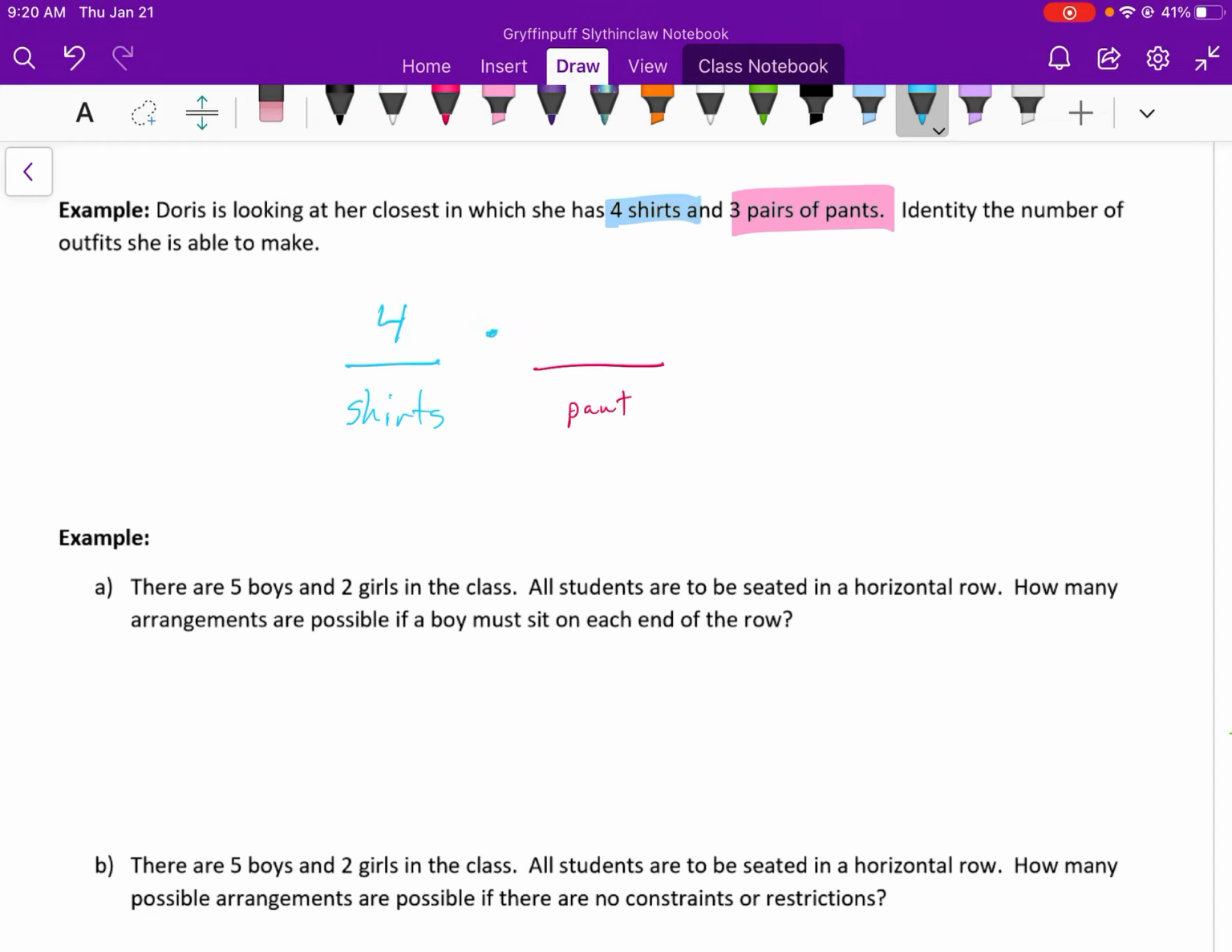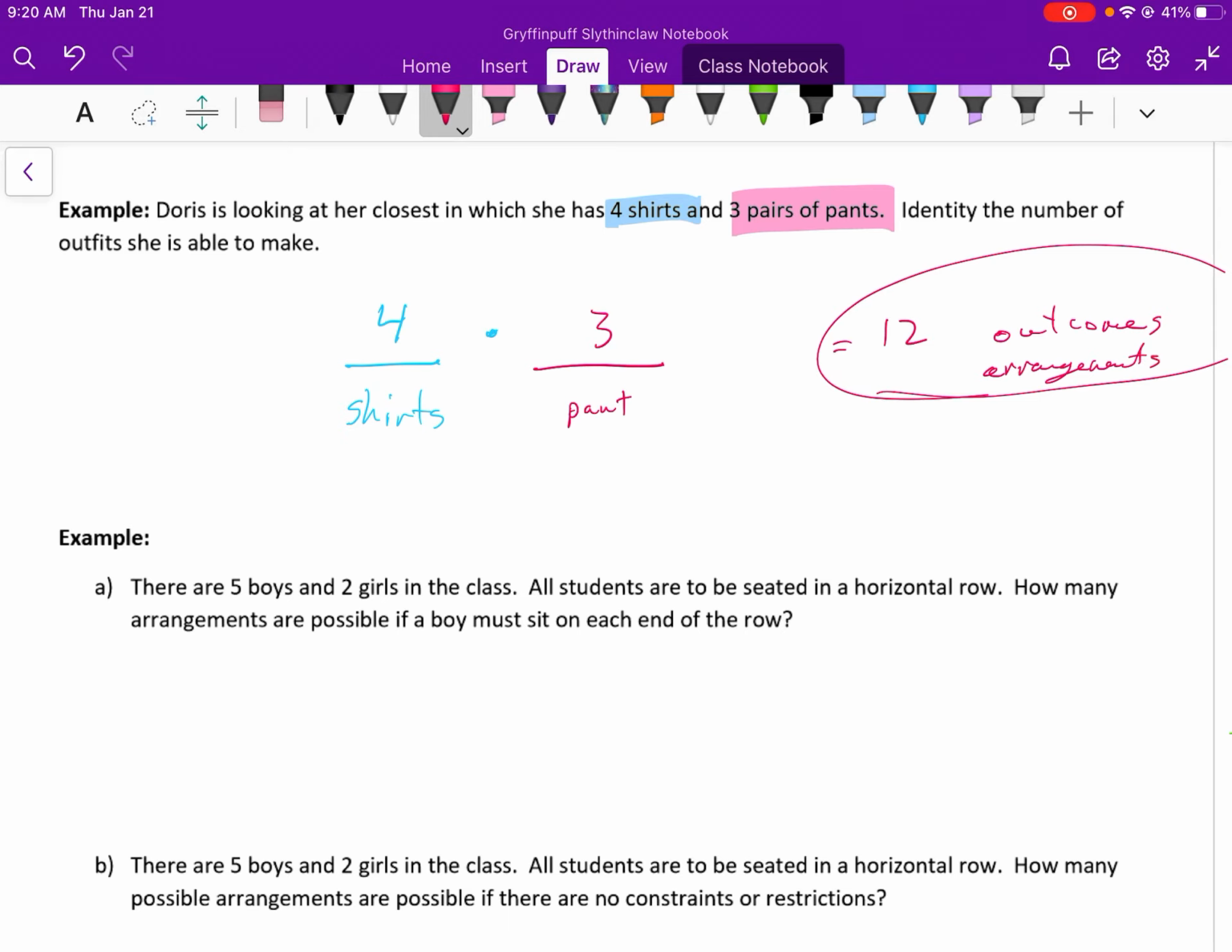And I could make a tree, or I could use the fundamental counting principle like I am. So there are 4 options for the amount of shirts I'm going to wear, times 3 options for the amount of pants I'm going to wear. So that gives me 12 combinations. Sorry, wrong word. This arrangements is going to be 12 outcomes, right? So there's 12 different arrangements.